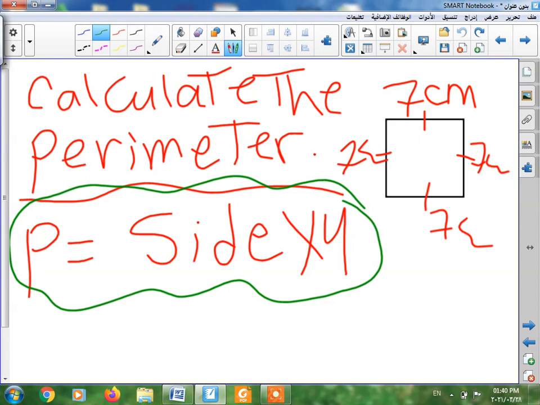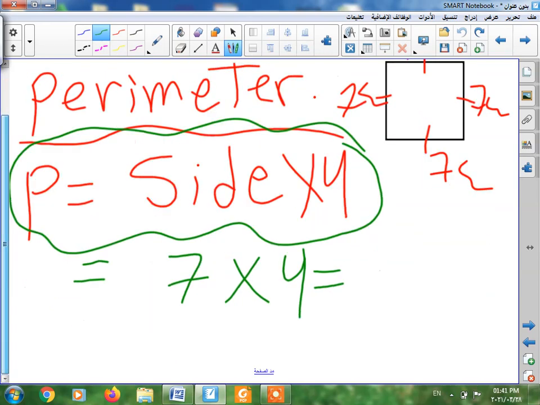We must write side times 4 equal, side equal what? 7. 7 times 4 equal... repeated 7. We must write the skipping, not just write 7 times 4 equal 28. No, we must say we repeated 7 four times.